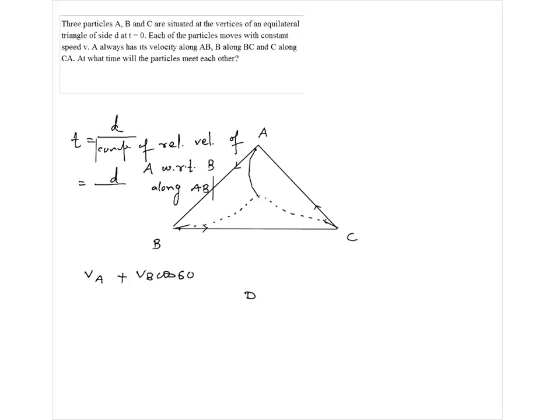So if we look at VB cos 60, then VB cos 60 is going towards A. VA is going towards B. Yes. But magnitude of VA is V. This is V. Cos 60 is half. So 3V by 2. 3V by 2. That means 2 by 3 D by V. Now let me know if you have any questions.